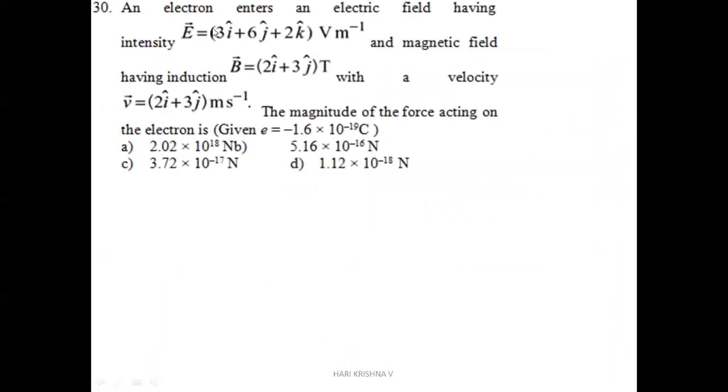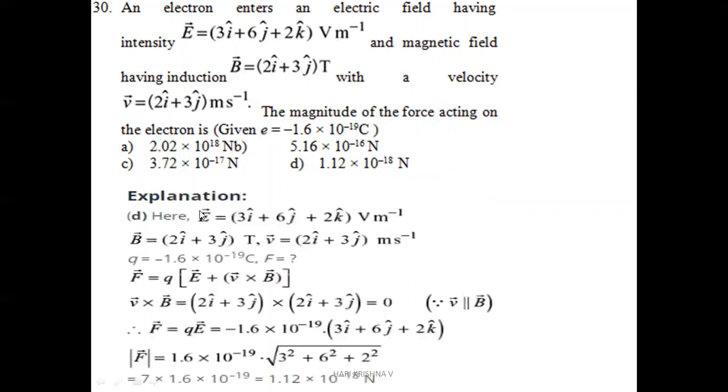Next. Having electric field intensity E is equal to 3i plus 6j plus 2k, and magnetic field having induction B is equal to 2i plus 3j. The velocity, see here, magnetic field and velocity remain the same: 2i plus 3j, 2i plus 3j. Find the magnetic force on the electron. So we have the electric field, magnetic field and velocity given. Q is also given, take it as minus 1.6.